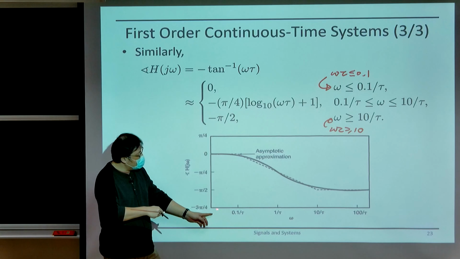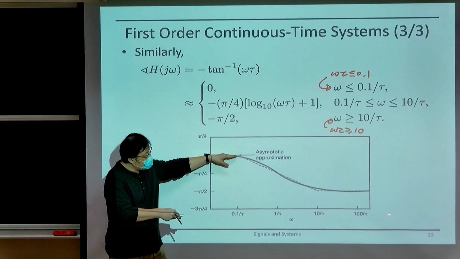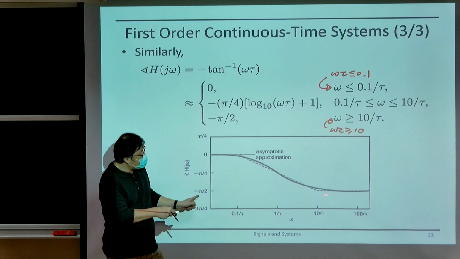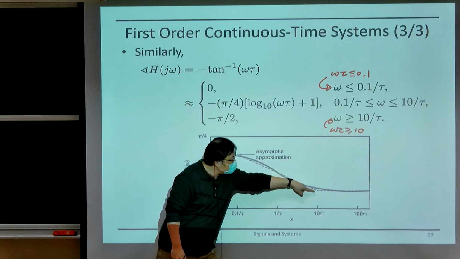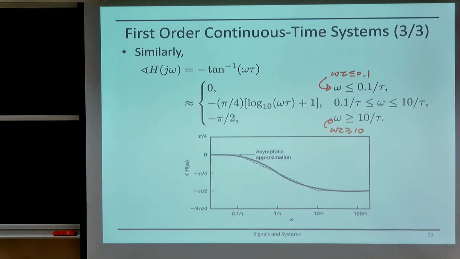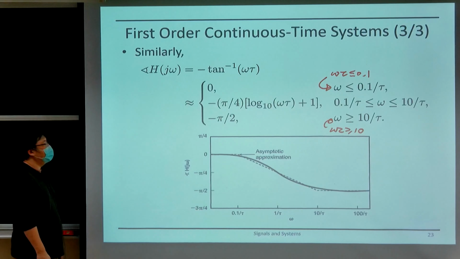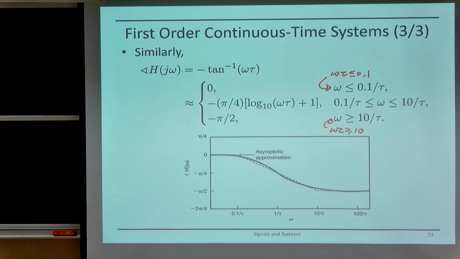So for omega less than 0.1 over tau, the phase is 0. Beyond 10 over tau, it's minus pi over 2. And then we just use a straight line to fill up this remaining part. So this is a linear approximation of the phase. And you can see that the actual phase and the approximate phase intersect at this point here, which corresponds to the break frequency.